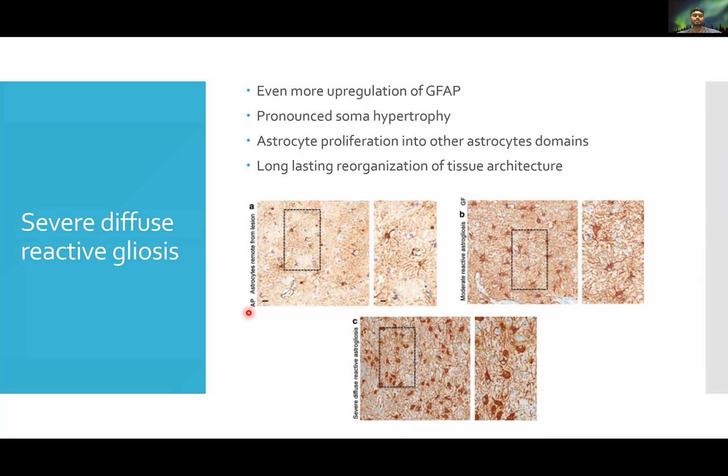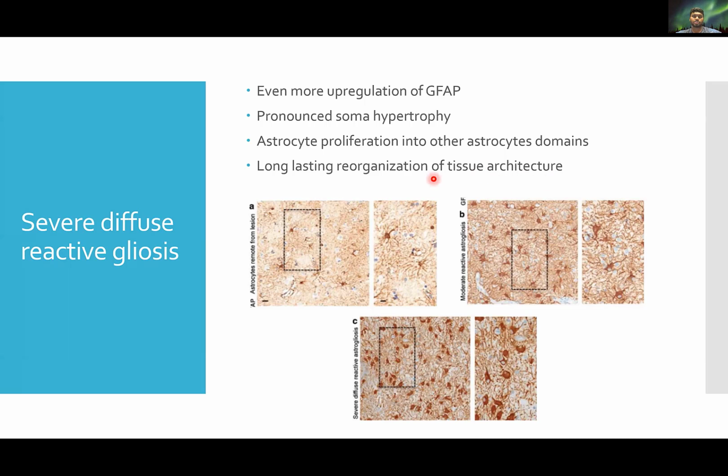So now to move on to severe diffuse reactive gliosis. Compared to mild to moderate, we have even more upregulation of GFAP. We have even more hypertrophy of the cell body. And in this case, there is astrocytic proliferation, and because of this division of astrocytes, these astrocytes will infiltrate other domains and cause significant overlap, as I'll show you in a second. And finally, because of this proliferation and this overlap in the astrocytic domains, there is long-lasting reorganization of the tissue architecture, which can have potentially long-term changes within the CNS.